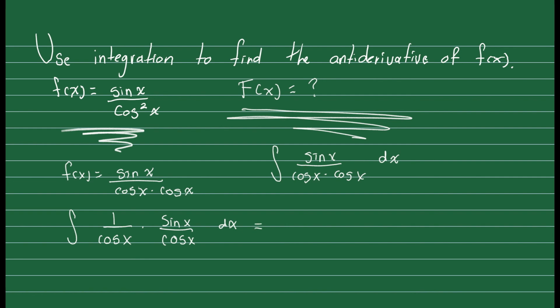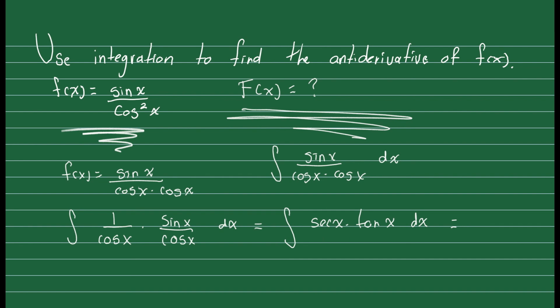And let's see, what is 1 over cosine? We don't know what that is in terms of integration, but we know that 1 over cosine is nothing but just secant of x, and we know the sine over cosine is tangent, so we can go ahead and rewrite this as the integral of secant of x times tangent of x with respect to x, and now we know what this is.